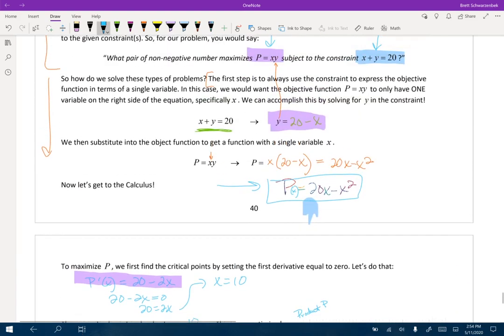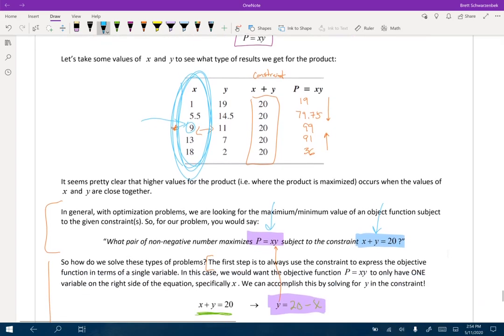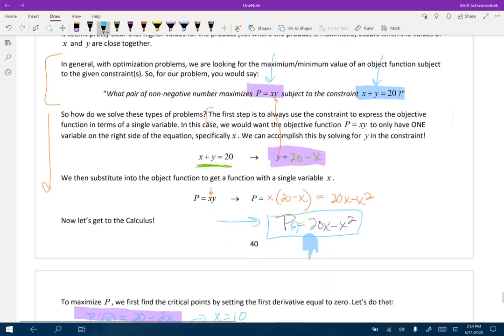Well, just to be clear, look at our first numbers here. We didn't have a 10 in here, did we? We had 1, 5.5, 9. 9 was the closest we got. So we have now learned that 10 is the most optimized ideal number for finding the greatest product.